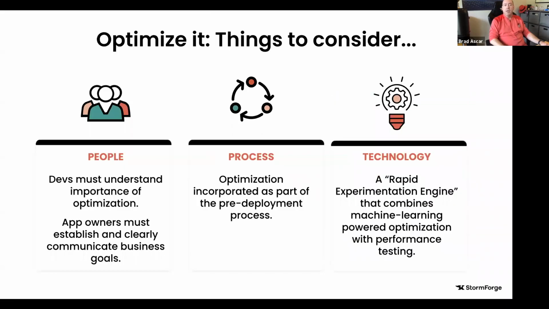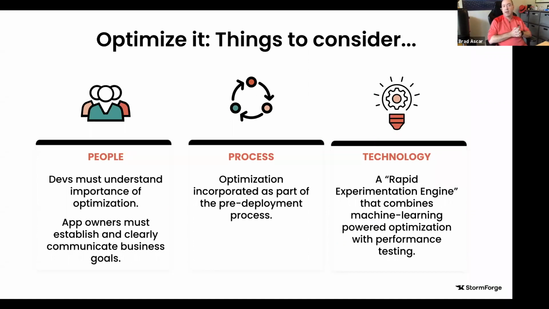So under optimization, let's talk about the people part. Devs have to understand the importance of the optimization. App owners must be established and clearly communicate the business goals, right? What are the SLAs, what are the SLOs? From a process standpoint, we want optimization incorporated as part of the pre-deployment process, not looking at it after the fact, the way a lot of people do with their current tooling, right?